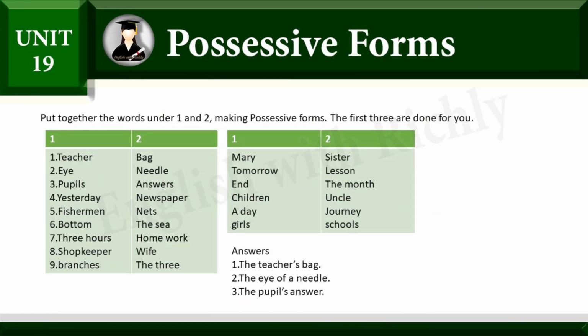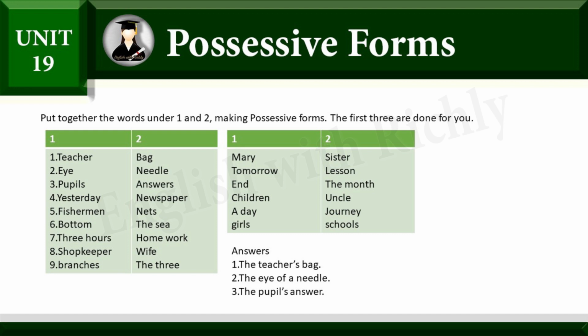Put together the words under 1 and 2 making possessive forms. The first 3 are done for you. Teacher bag, the teacher's bag. Eye needle, the eye of a needle. Pupil's answer, the pupil's answer. Yesterday newspaper, yesterday's newspaper. Fisherman net, fisherman's net.